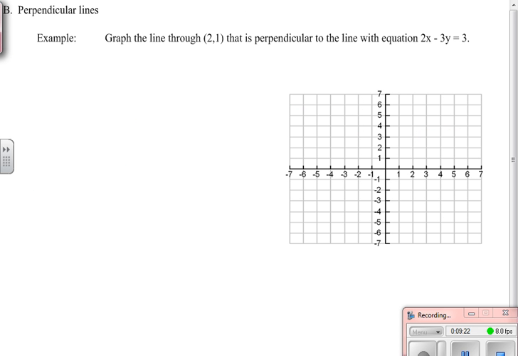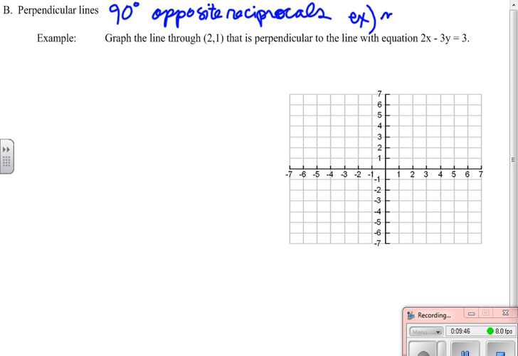Perpendicular is a bit different. Remember, these are going to intersect at 90 degrees. So their slopes are opposite. So a reciprocal is when you flip the fraction upside down and then you do the opposite. For example, if my slope of my first line was 2/3, my slope of my line perpendicular, flip the fraction, 3 over 2, do the opposite sign, -3 over 2.